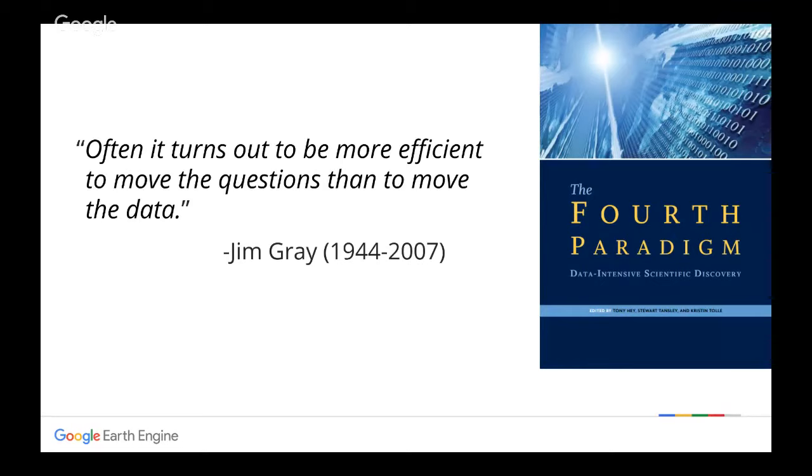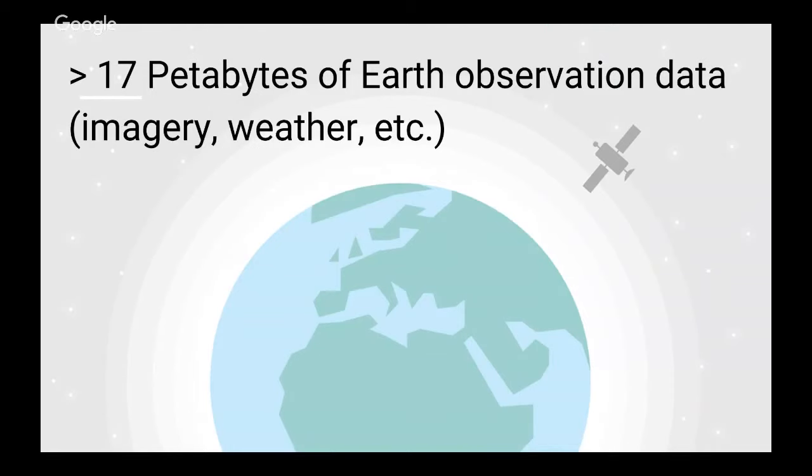It is much easier to move your question to the data than to move the data to you. So that's the basic idea of Earth Engine: first we get all that satellite imagery and pre-process it and host it on Google machines so that you don't have to. So the idea here is that it's much easier for us to provide you with compute infrastructure near the data than it is for us to move the data to you. And so that's really how Earth Engine works.